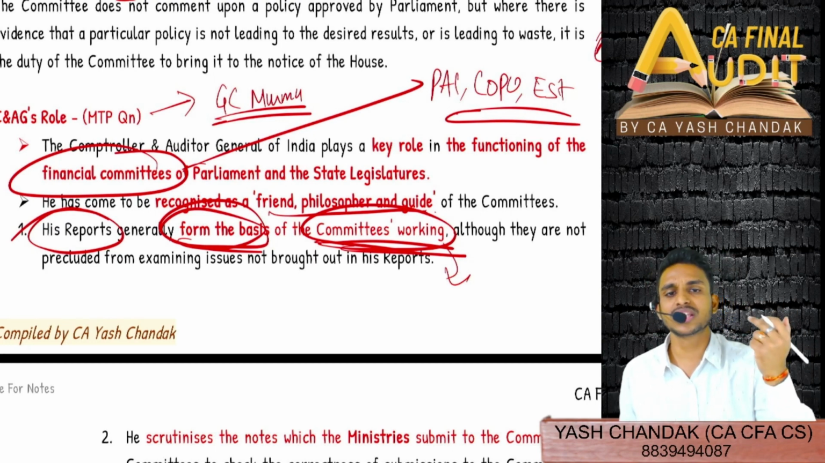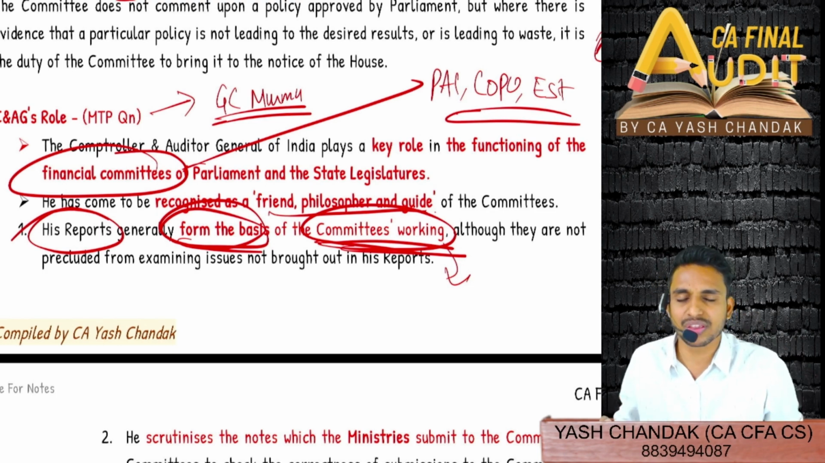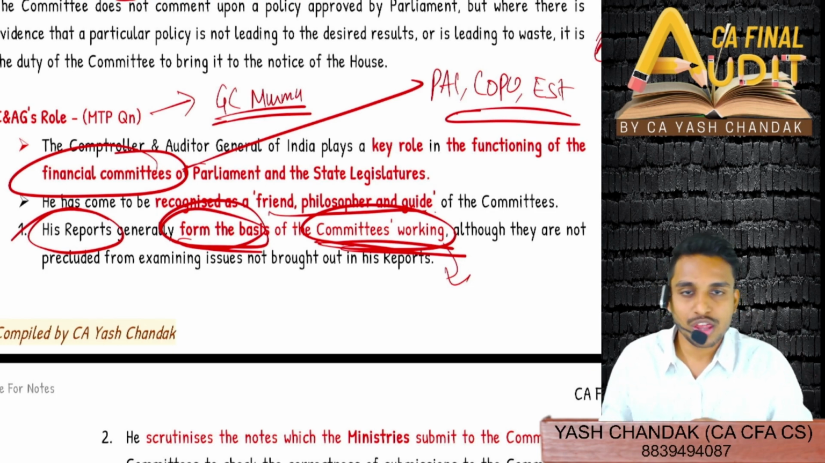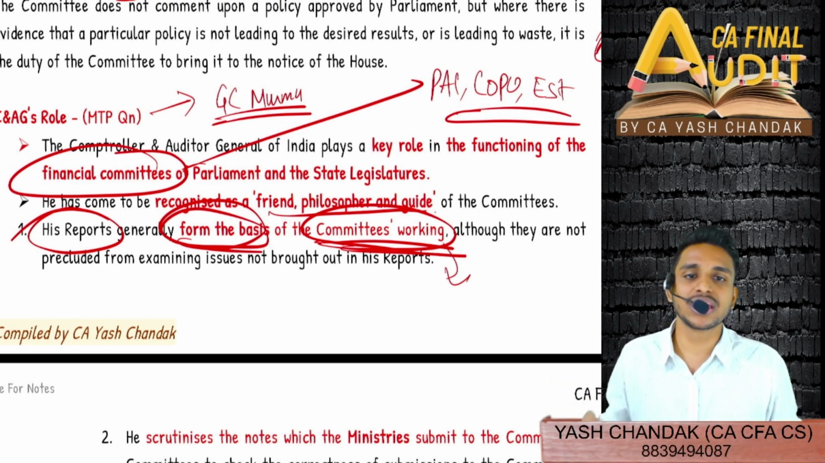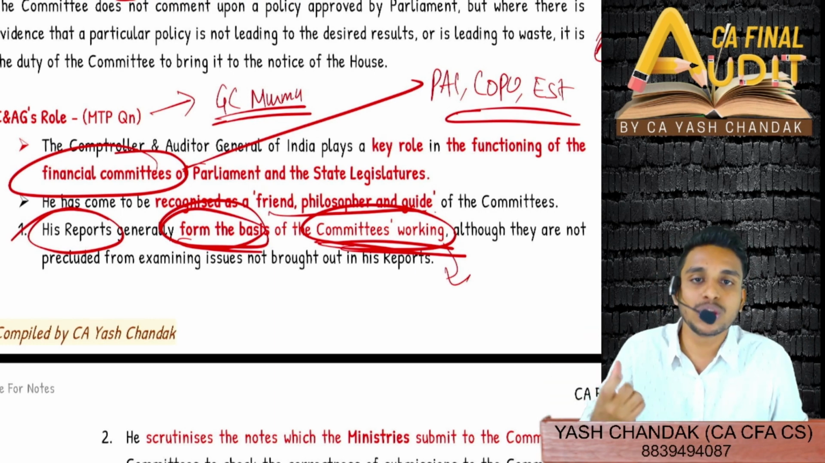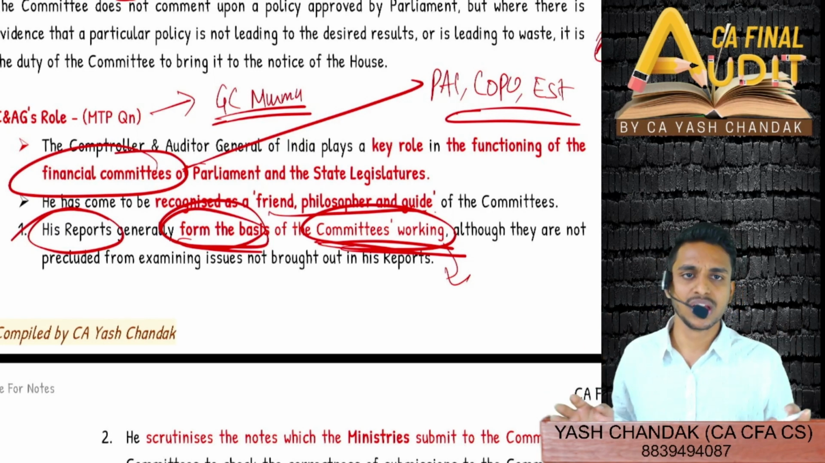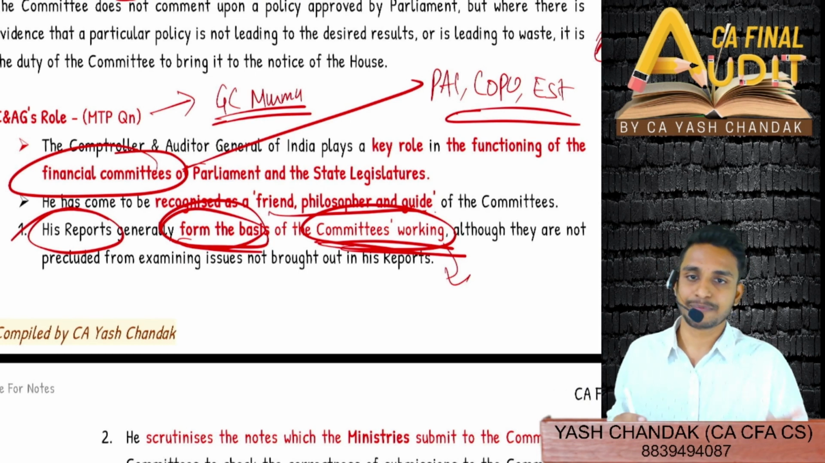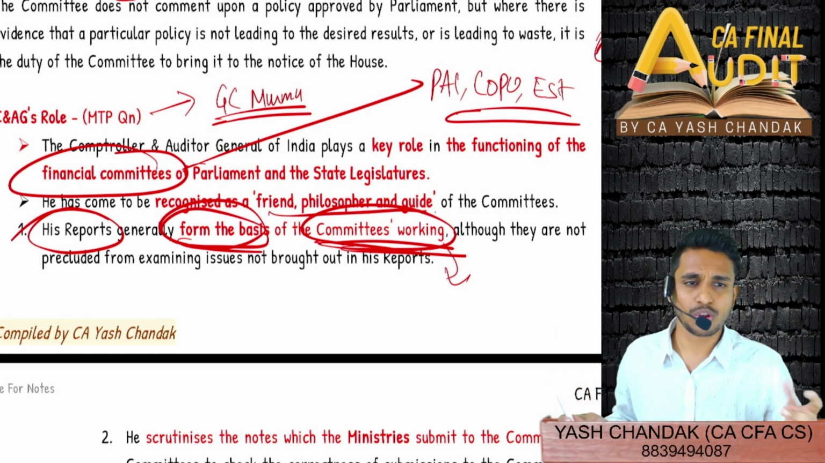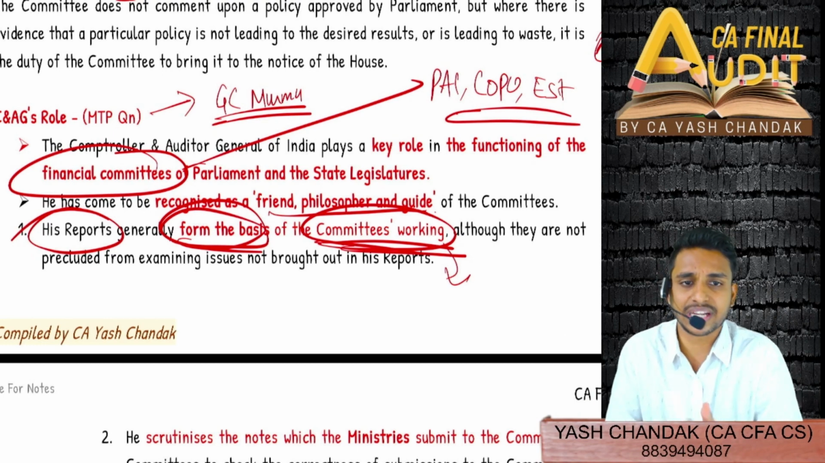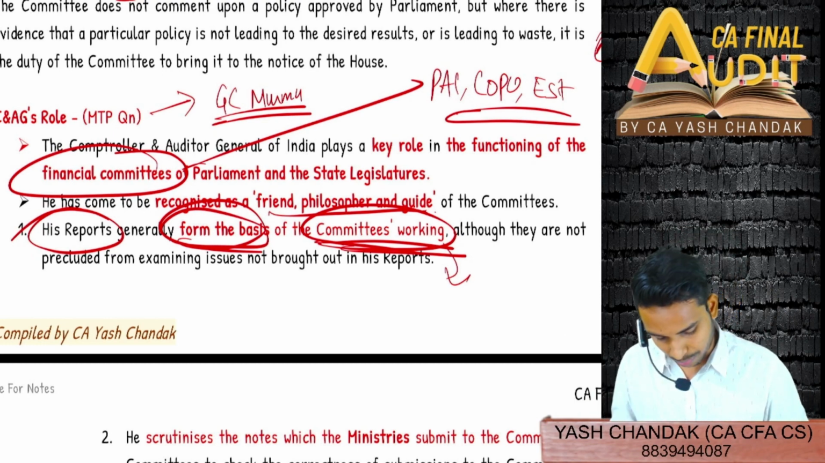So these are the three important points. Let's just recapitulate what I asked. I asked GC Murmu directly. He'll first kick me, and then he'll tell me, okay, my role is the key role. Key role where? Key role in the functioning of the financial committees. So I asked, how come? Then they'll say, friend, philosopher, guide. I am the friend of all these committees. So I asked, how do you act as a friend? Then he said that my report only acts as the basis of all these committees.